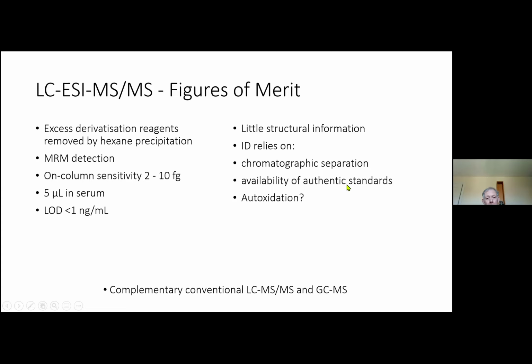and you're also going to need to have authentic standards. I'm always a little bit concerned too about in the derivatization reaction, they heat the reagents to 80 degrees. This is a little bit warm for my liking, and I personally would be a little bit worried about autooxidation. So maybe it's best to carry this out in an inert atmosphere.